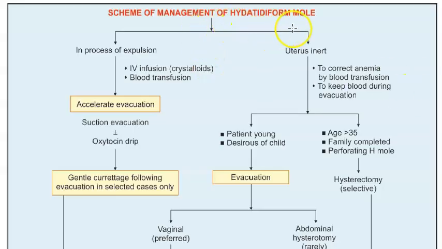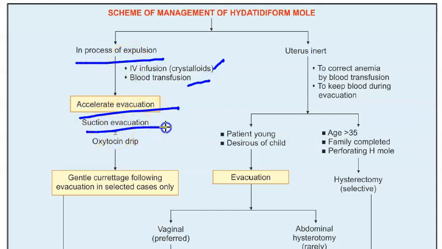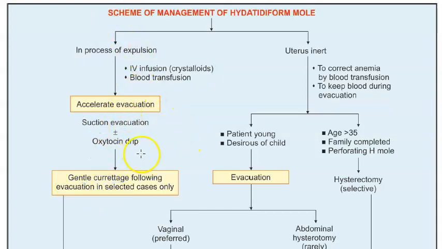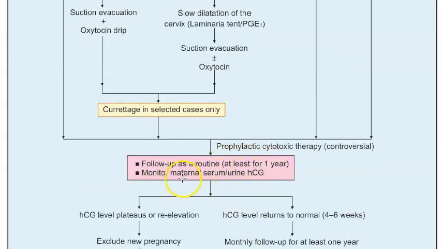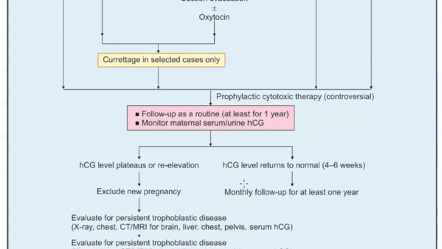Look at the scheme of management of hydatidiform mole. Let's focus if it happens that she's in the process of expulsion, right? That means what will you do? You'll give IV crystalloids, you'll give blood also if it's required, then you'll accelerate evacuation. It's already in the process of expulsion. You're doing accelerated evacuation, suction evacuation, plus they are going to do some gentle curettage because you don't want it to go into carcinoma, right? Then come down here, you will follow up at least for 1 year. You will monitor the serum or the urine HCG, very important.